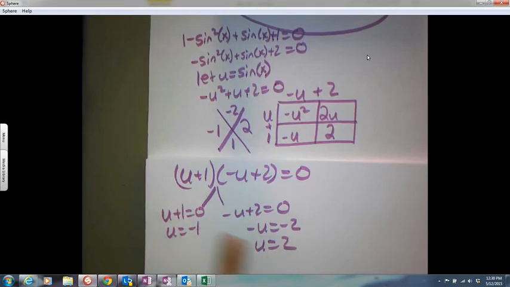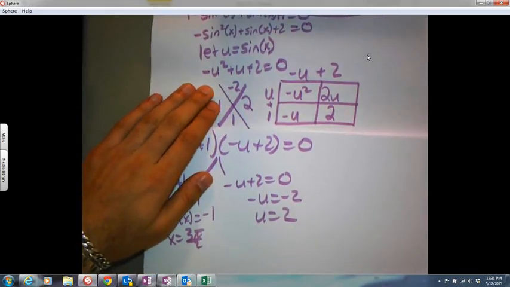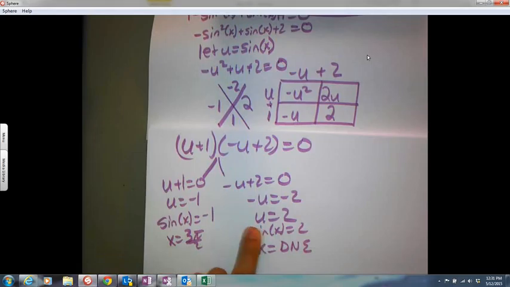Sine of x equals negative 1. X equals 3 pi over 2, bottom of the unit circle. U equals 2. Sine of x equals 2. X does not exist because sine is never bigger than 1. We have 90 minutes. Other questions on this one? Okay. Number 13 we skipped.